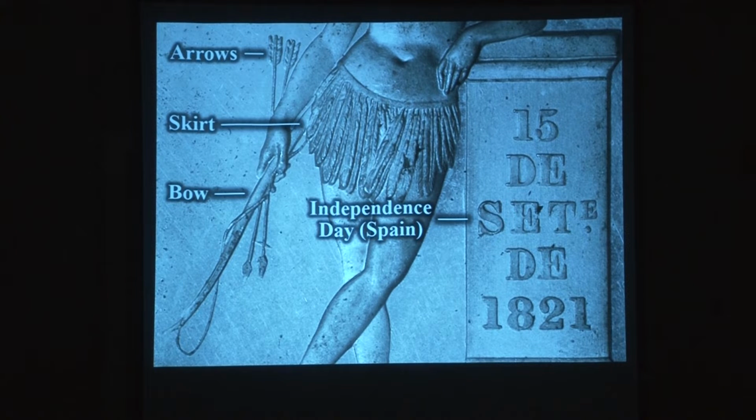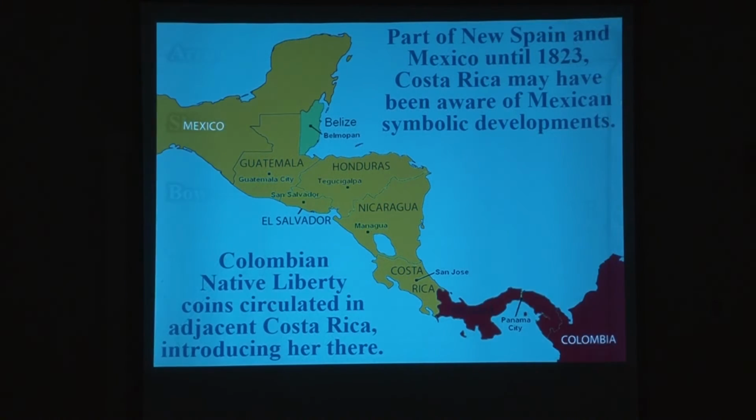So quite a powerful use of basically the same kind of imagery that we've been seeing in these other countries, all right? So how did it get here to Costa Rica? How is it that Costa Rica ends up doing the same thing that Mexico and Colombia were doing? Well, there's 2 possibilities. Remember, Costa Rica was part of New Spain and Mexico until 1823, right? So Costa Rica may very well have been aware of these symbolic developments in Mexico, to which it had been so closely allied. On the other hand, it's really close to Colombia.